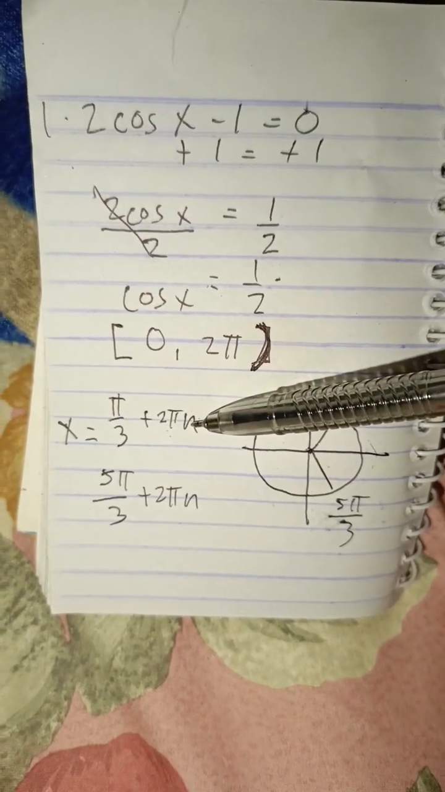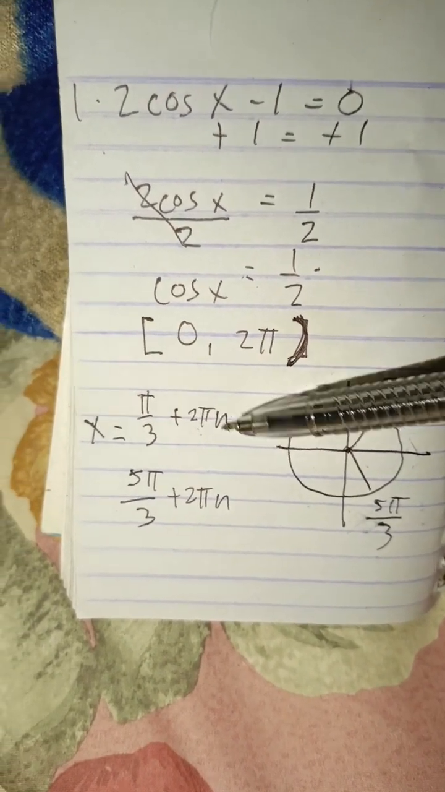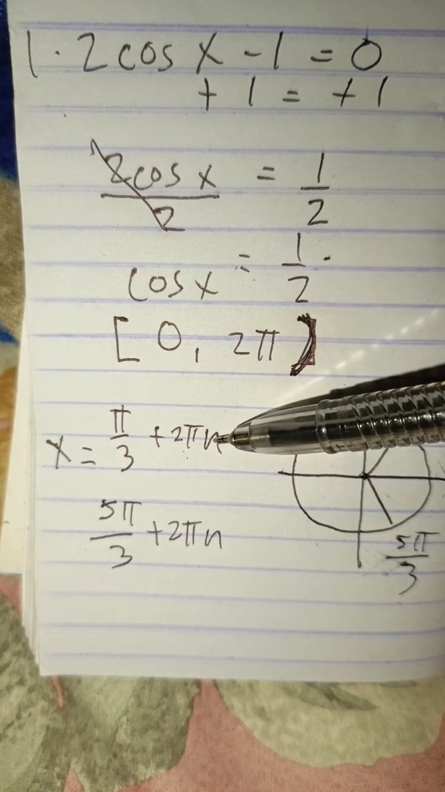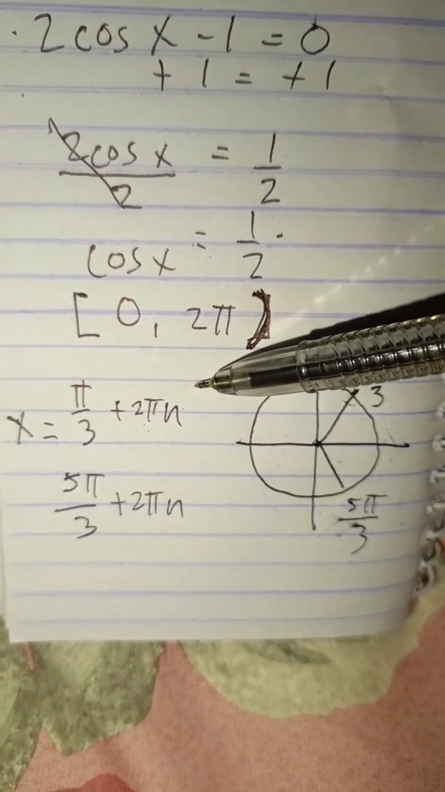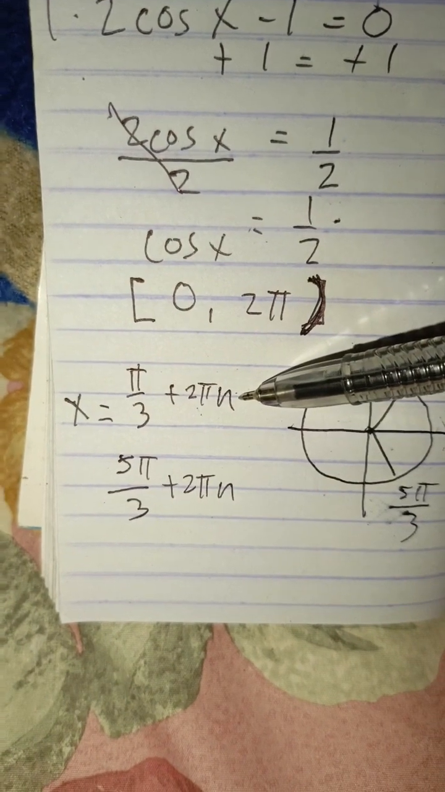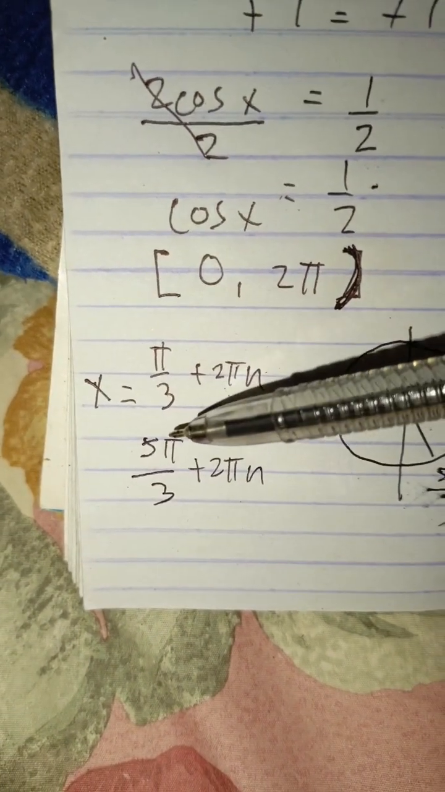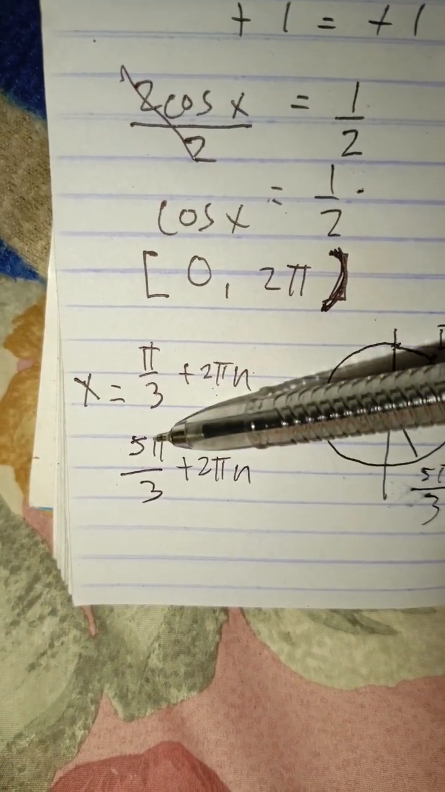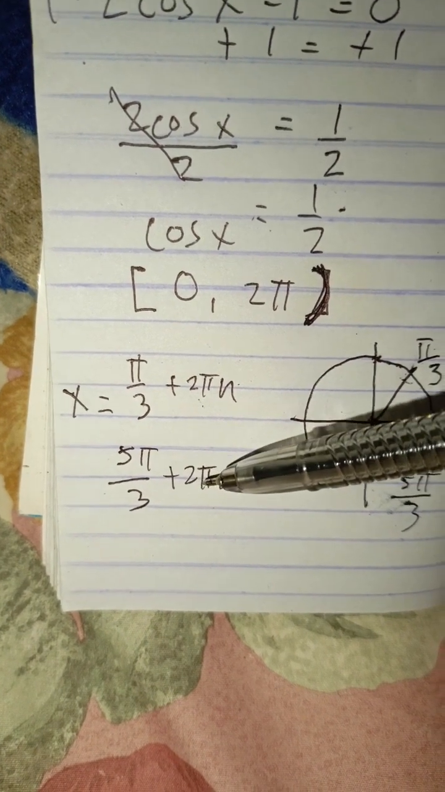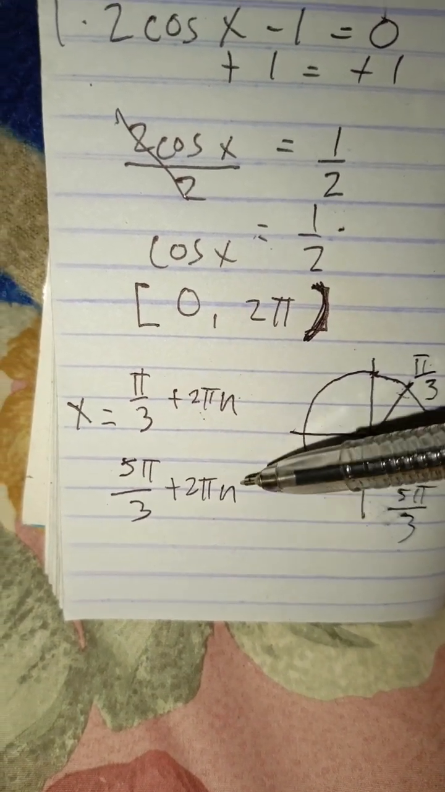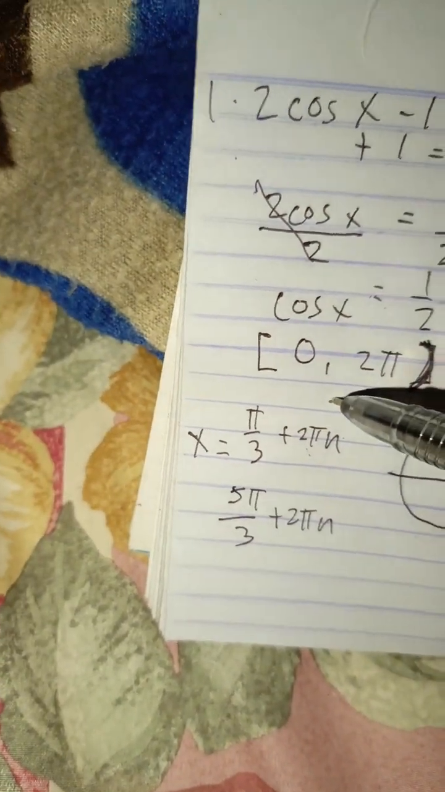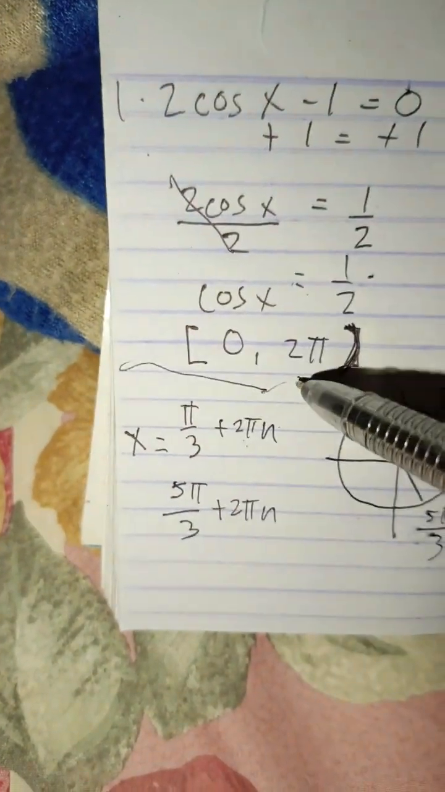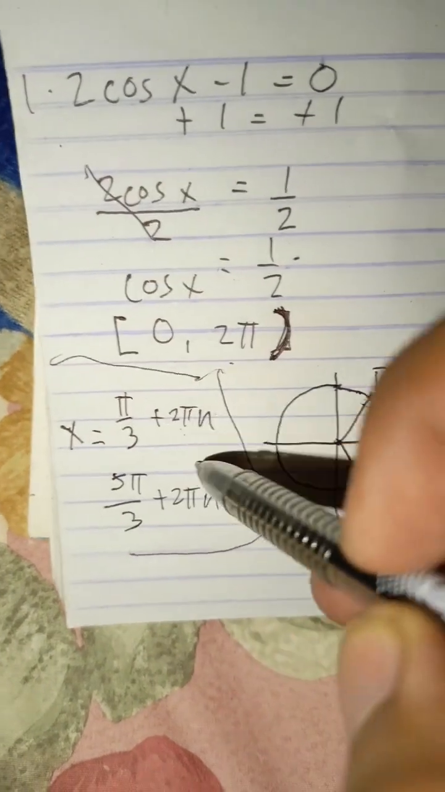of 2 pi. Here's the symbol for multiples of 2 pi, n or k. It depends on your teacher or your professor. Now, let's add also here on our second value, which is pi over 3 plus multiples of 2 pi n. Now, we have our general solutions for the cosine. And here it is.